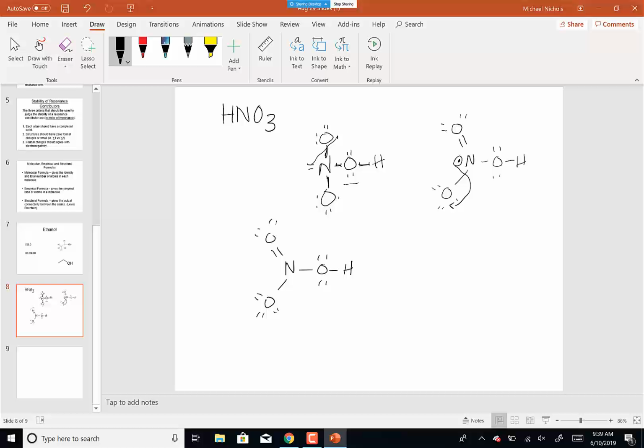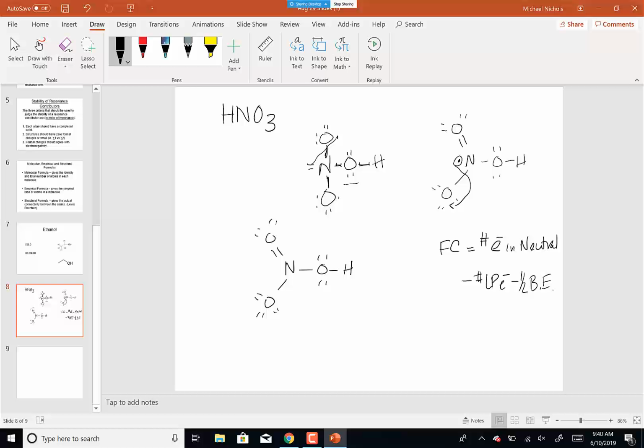When we're talking about formal charges, there is a formula you can use. The formula is the number of electrons in the neutral atom, minus the number of lone pair electrons, minus 1/2 of the bonding electrons. That's the formula that you can use to calculate the formal charge for each atom.